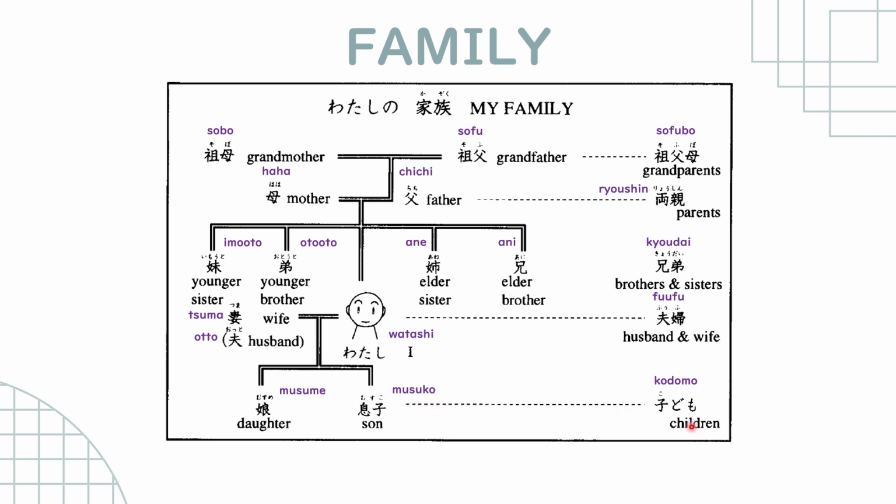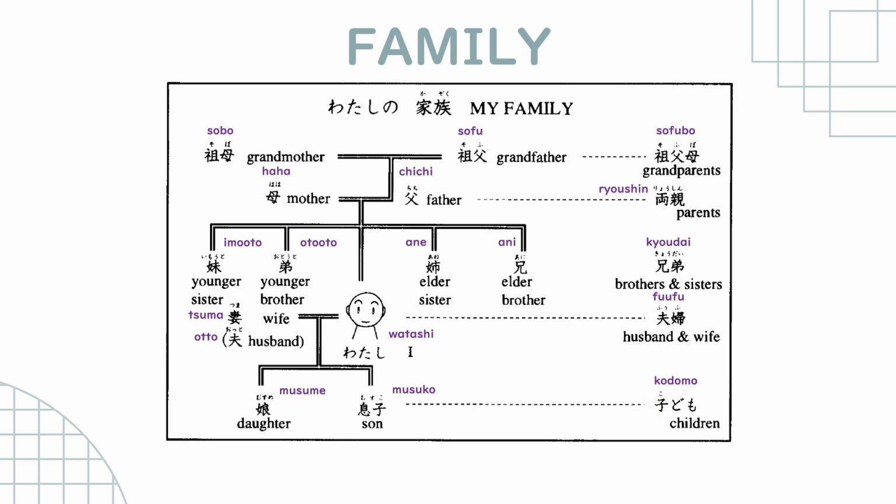If you have several children, you call them kodomo. Kodomo is also the general term for children. So it's not only used to refer to your own children. It can be used to refer to children in general.